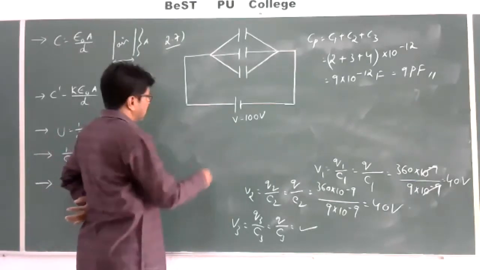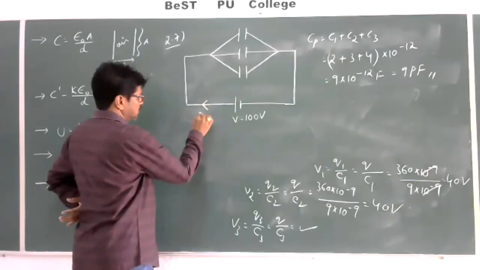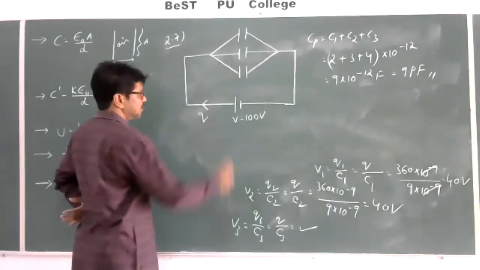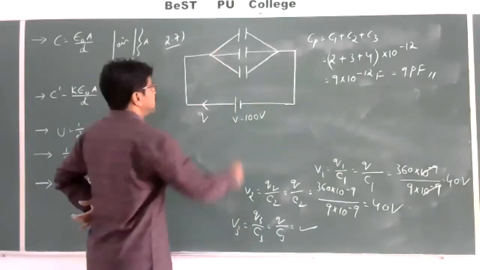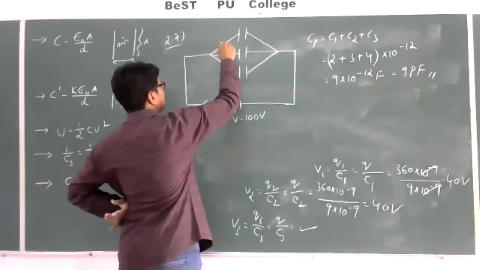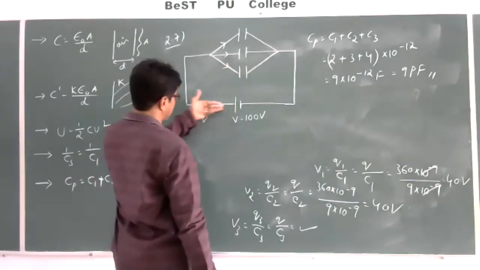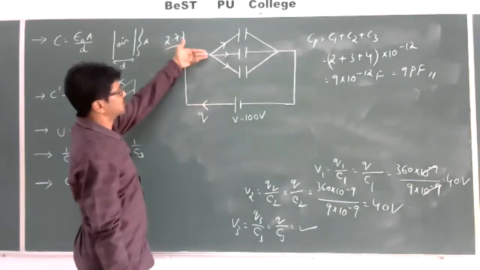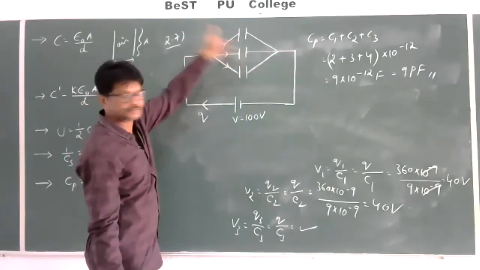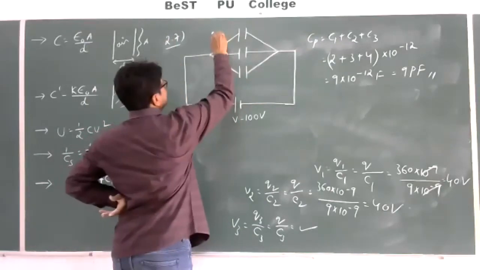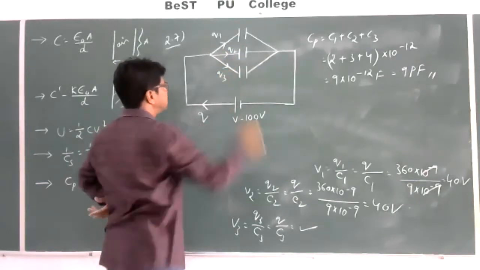So in case of parallel combination, the charge divides. From the source, the charge Q is coming. The charge Q reaches this junction. At this junction, the charge will divide into three parts. The charge Q will come and reach this junction. At this junction, the charge will divide like this. So here the charges are Q1, Q2, Q3.